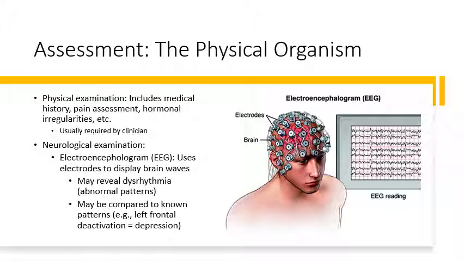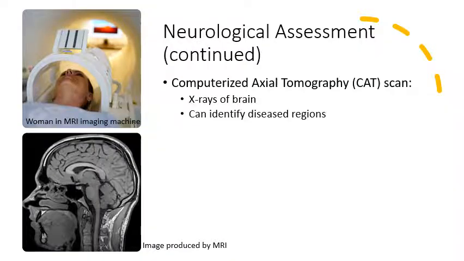Maybe we'll see dysrhythmia, abnormal patterns, or maybe we could compare to known patterns like left frontal deactivation, maybe linked to depression. And we have little starts at that sort of thing going on. We'll talk about this more in a minute when I show you SPECT scanning, but we do have these teasers beginning to happen, but so far we don't have good validation processes. We don't have good evidence that changes in these neurological measures are representative of pathologies. We're not there yet, but we do have some good starting points.